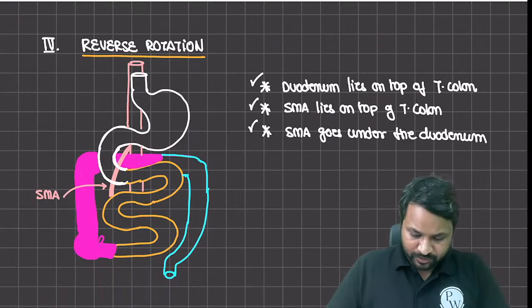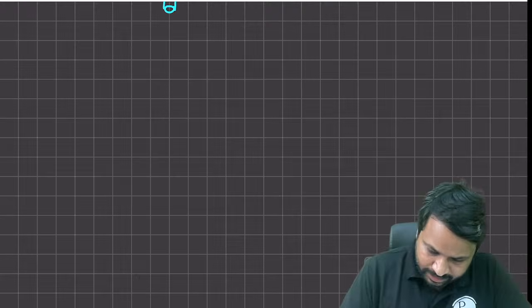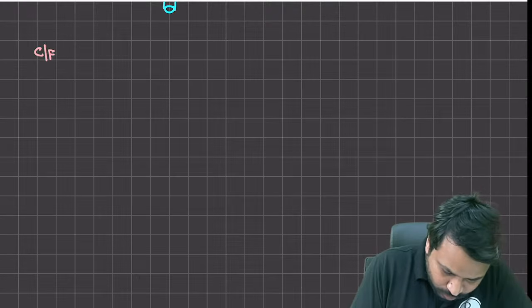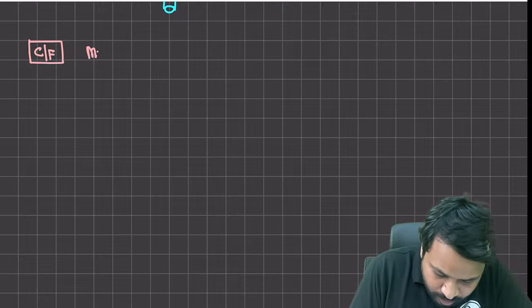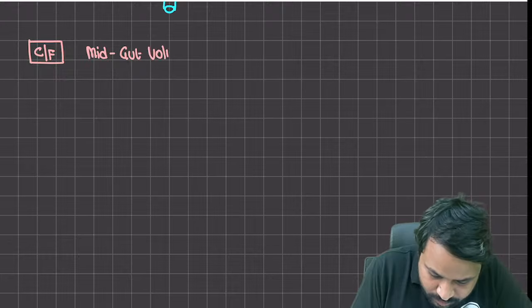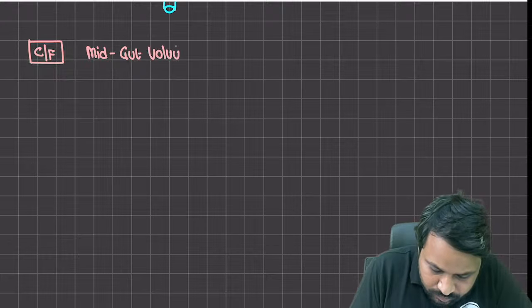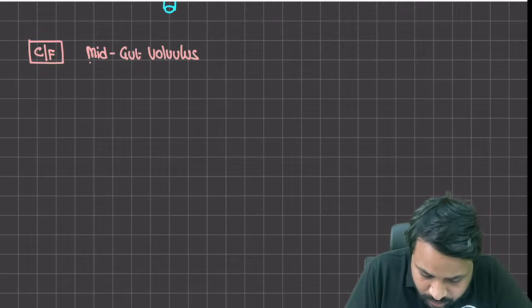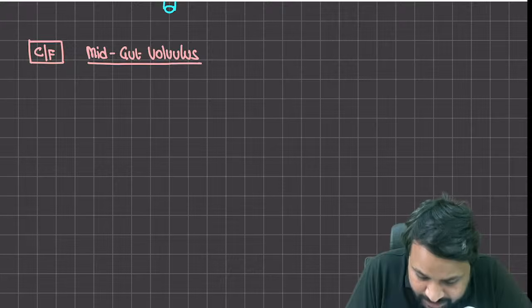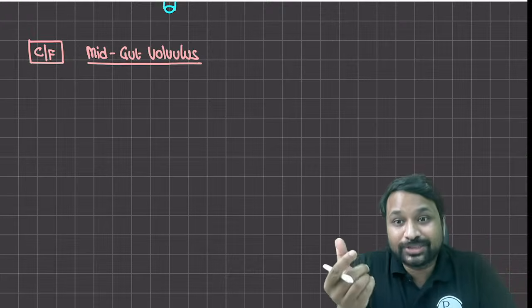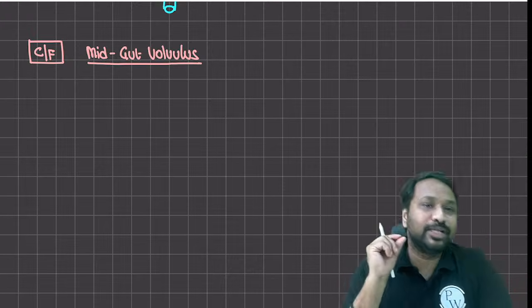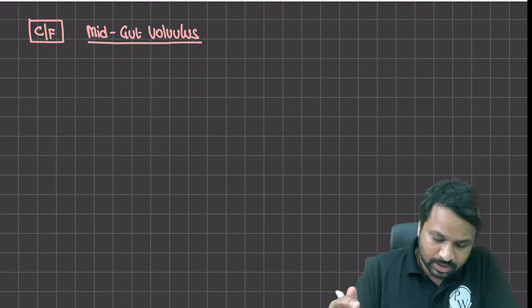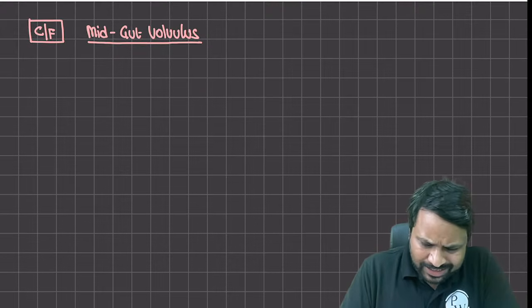Okay? Now, if you're clear with this, we'll talk about the clinical features of your midgut volvulus. See, normally, malrotation will not present to you clinically. Once it goes into midgut volvulus, it will present to you clinically as a problem.